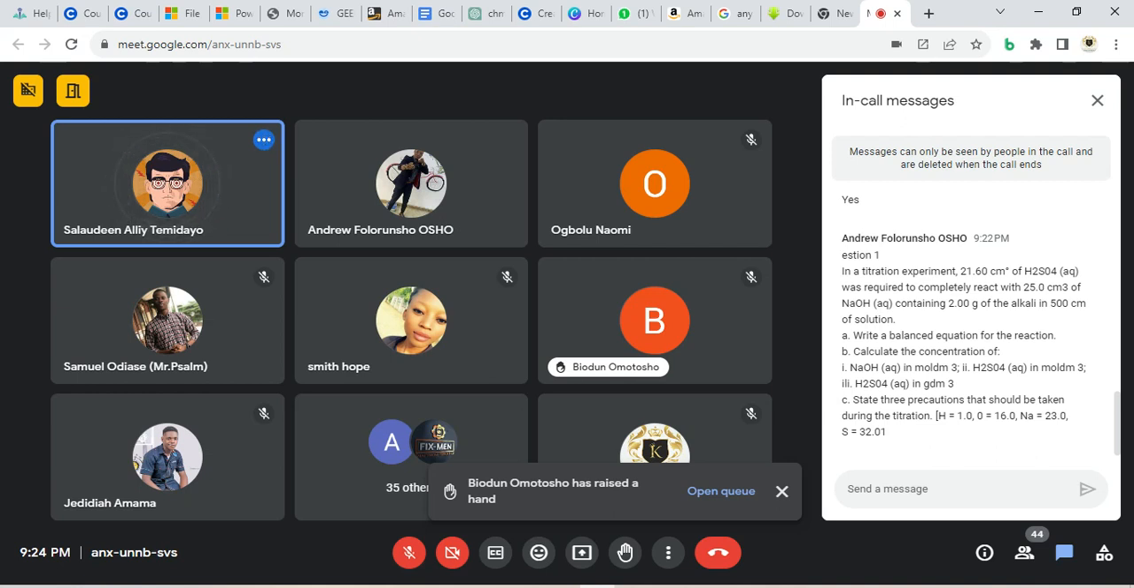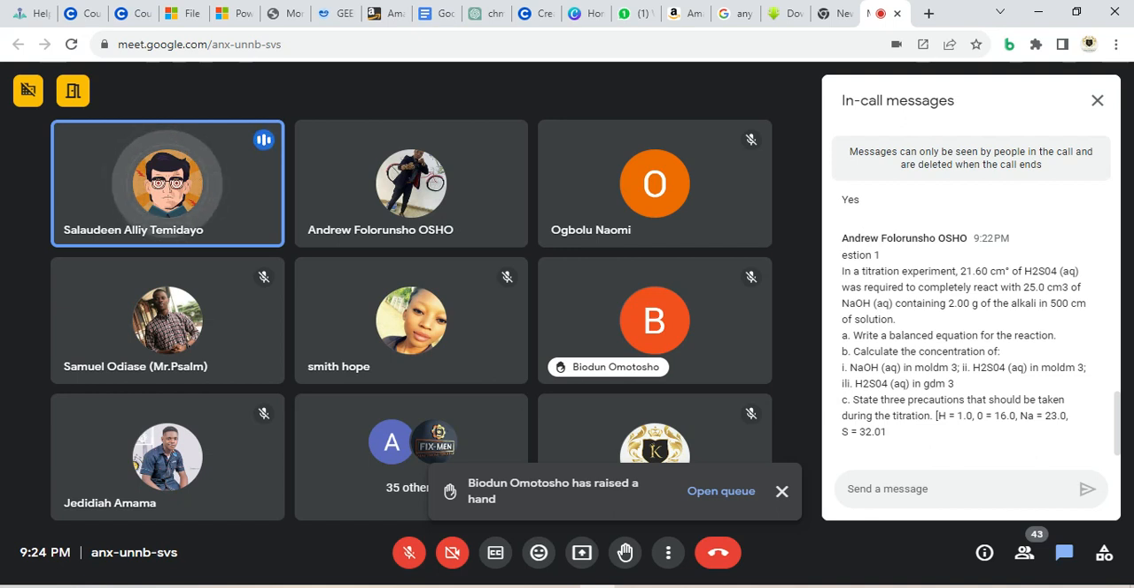21.60 cm cube of H2SO4 was required to completely react with 25.0 cm cube of caustic soda. We've known that our A is H2SO4 and B is caustic soda, NaOH. So the volume of the B, which was required to completely react, that means volume of the caustic soda, VB equals 25.0 cm cube.